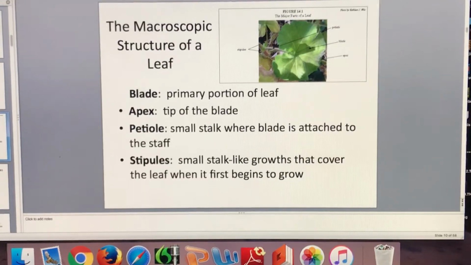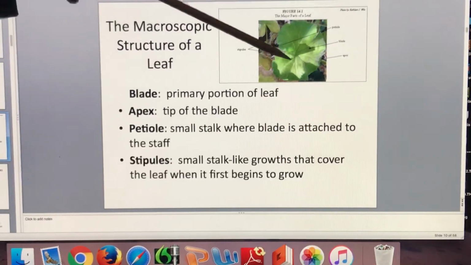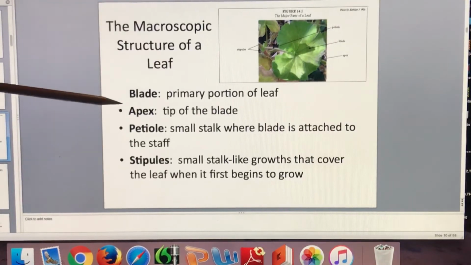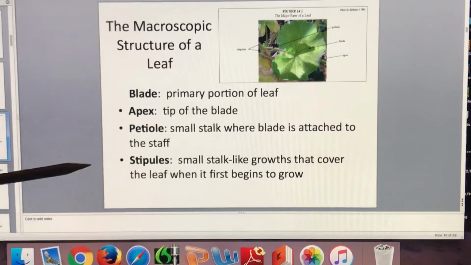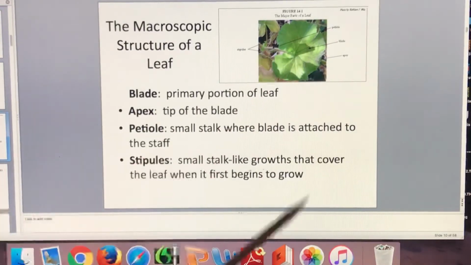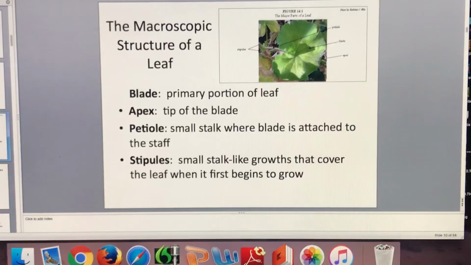All right, so let's look at the macroscopic structure of a leaf. In this figure, which is figure 14.1 in your book, we see that the blade is just called the primary portion of a leaf, the flat area. Then you have the apex, here, the tip of the blade. Each leaf has an area that has this apex. Then you have what's called the petiole. That's here, right? It's a small stalk that the blade is attached to.